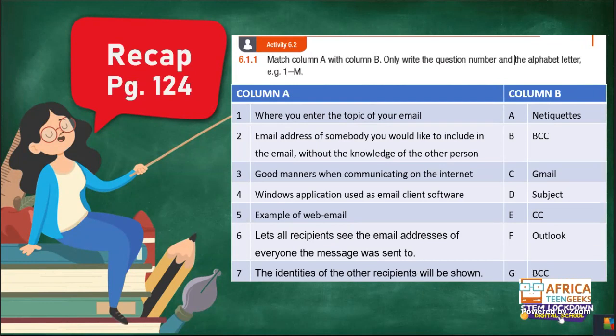And this one lets all recipients see the email addresses of everyone the email was sent to. Everyone can see. What is it? That's E, which is carbon copy. Yeah, Untatile, Israel, you are correct, right? And then lastly, the identities of the other recipients will be shown. So that was where the repetition is, right? So this is the same as E, which is CC.